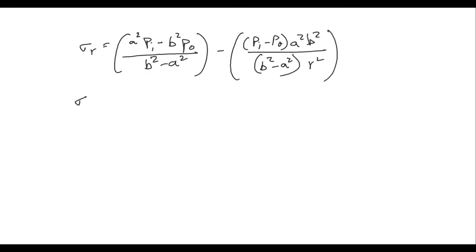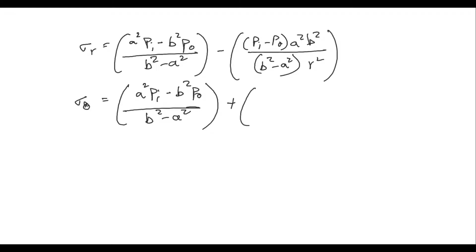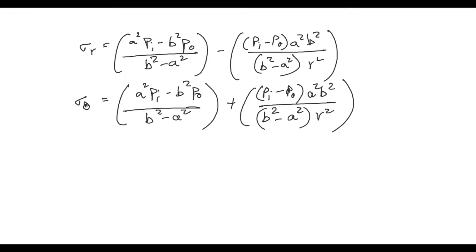And sigma theta equals A square Pi minus B square P naught by B square minus A square, plus Pi minus P naught into A square B square by B square minus A square into R square. So these are the stresses that are calculated: sigma r and sigma theta.